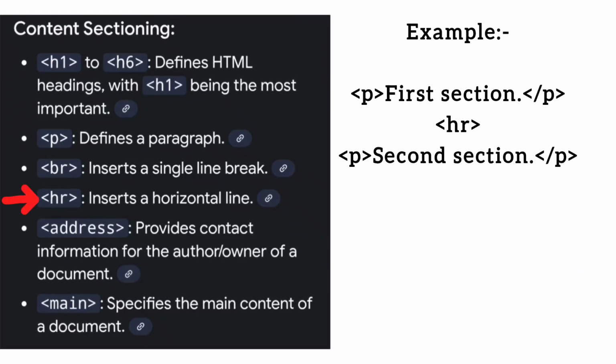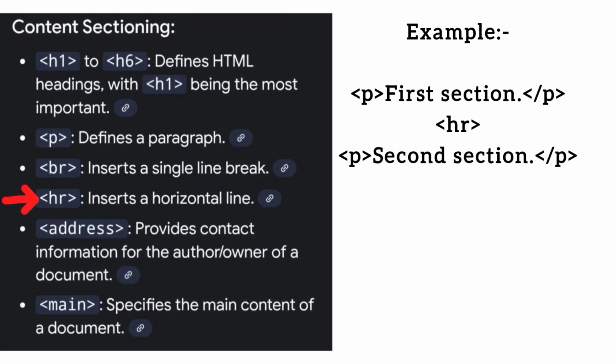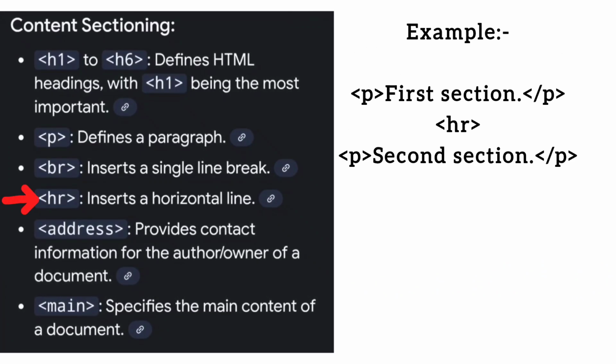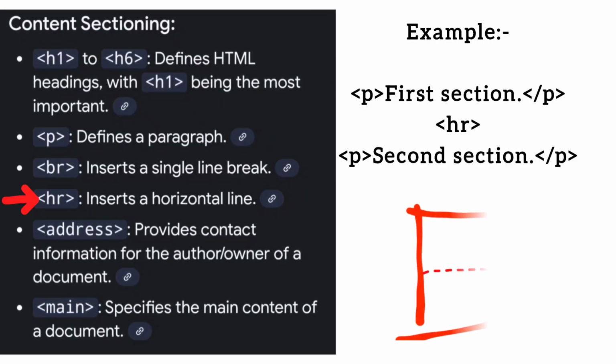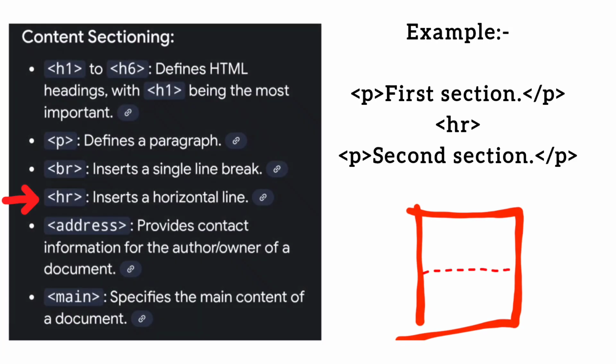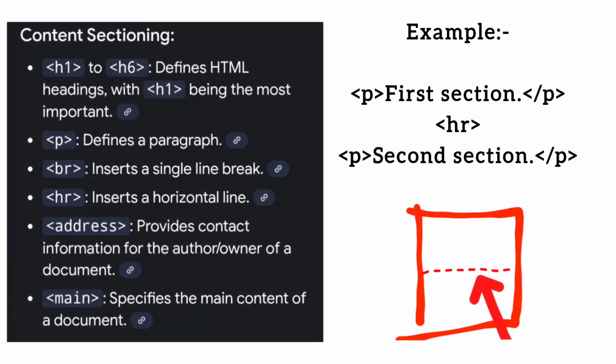HR tag. It refers to a horizontal line. It is used for dividing the sections. It inserts a horizontal line to separate the content.